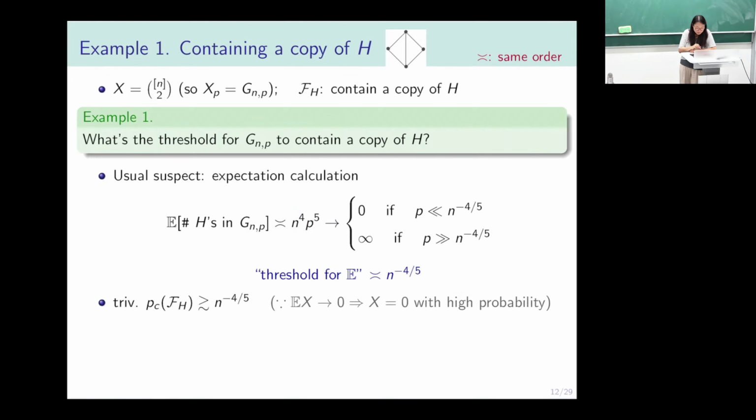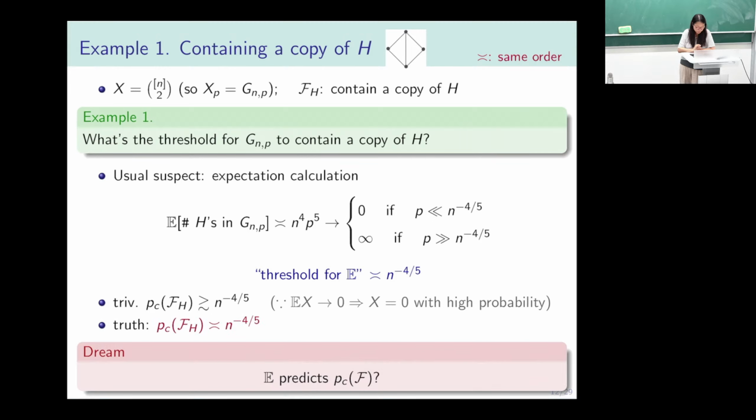Okay, and this computation gives us a trivial lower bound on thresholds. Here we have n to the negative 4/5, and what we know is if p is much smaller than this quantity, then the expectation tends to 0. So that means X is 0 with high probability. So typically, we do not see any copy of H. So by the definition, the threshold must be at least as large as n to the negative 4/5. And it turned out this trivial lower bound is actually the truth.